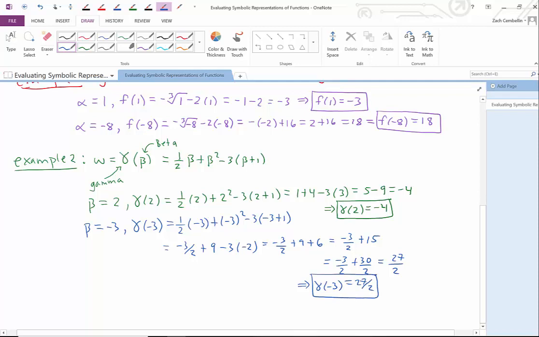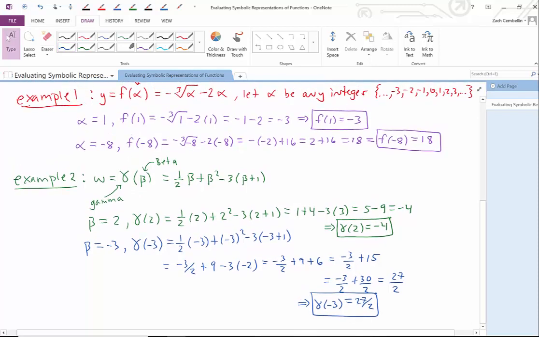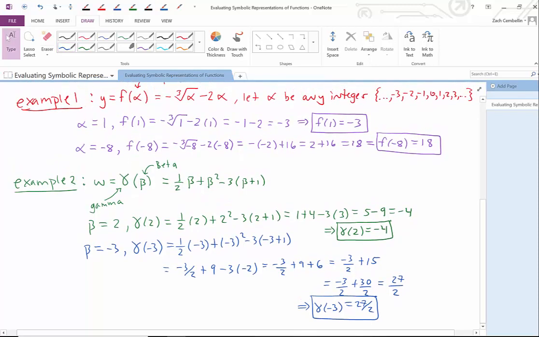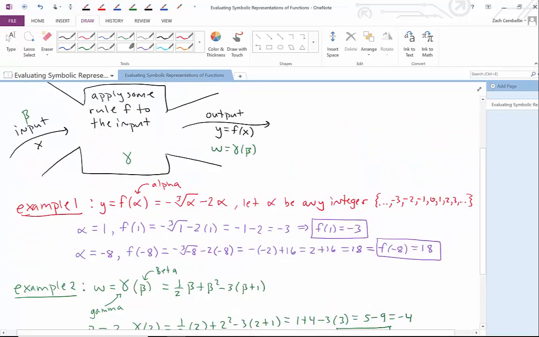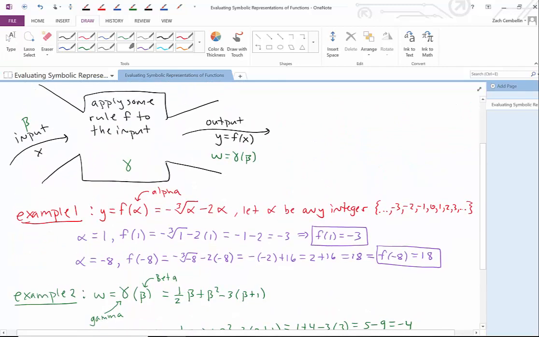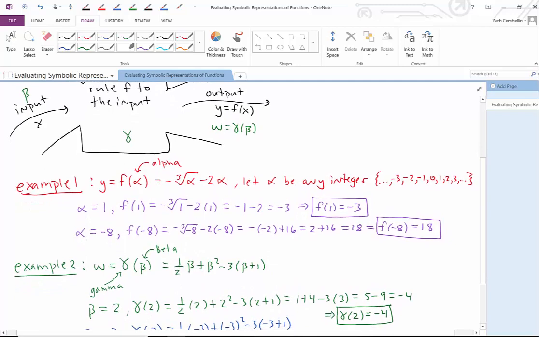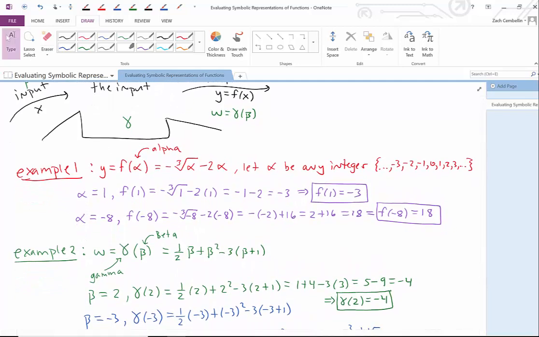And there you have it. There's a little quick demonstration on evaluating symbolic representations of functions at various values. We saw we could substitute whatever variable or symbol we want for the input, the output, or the rule name. It doesn't matter what you call them, but the name of the game is, once you have the symbolic representation of the function and the actual rule, you simply replace every input value with whatever input you are given in a problem. And there you have it.